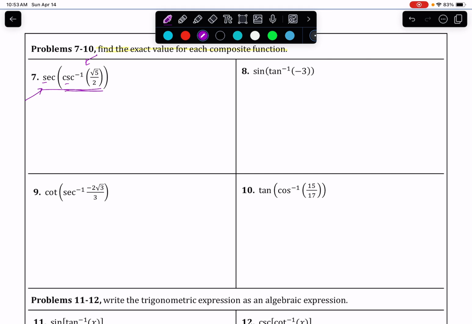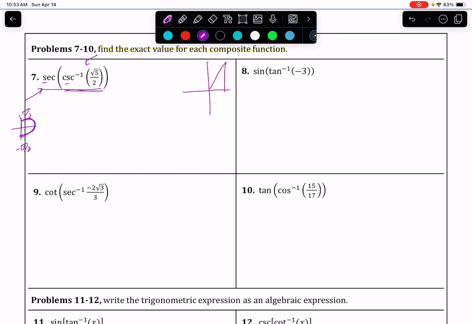Now, the first thing we have to do is think about what quadrant this is in, and this is cosine, or sorry, it's sine, and sine is positive in quadrants 1 and 2, but inverse sine is positive only in quadrant 1, because if you remember, inverse sine's domain is from negative pi over 2 to pi over 2. So we're in quadrant 1, so we can draw our triangle there.